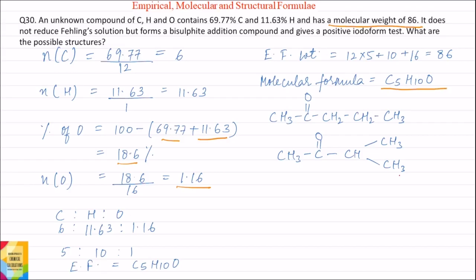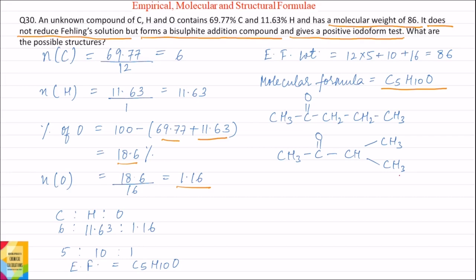Now from this molecular formula we can confirm one thing, that this compound does not contain benzene ring, because at least 6 carbon atoms are required for benzene ring. Now this compound does not reduce Fehling solution, which means it may be a ketone, but it forms a bisulfite addition compound. Now bisulfite addition reaction is shown by carbonyl group. Now carbonyl group is present in aldehydes as well as in ketones. So since this compound forms a bisulfite addition compound, if it is a ketone, then most probably it is a methyl ketone. Now this compound also gives a positive iodoform test which confirms that this compound is a methyl ketone.